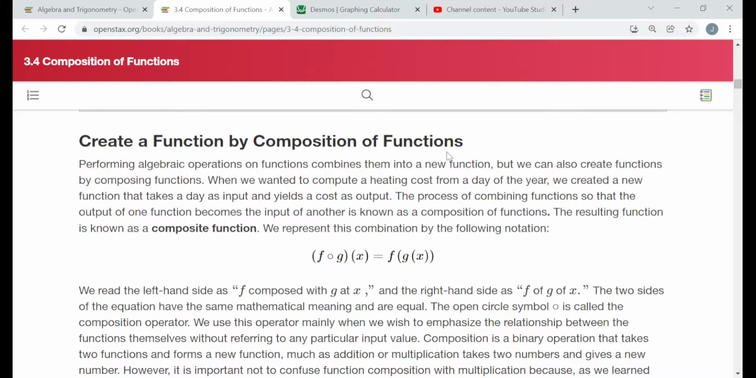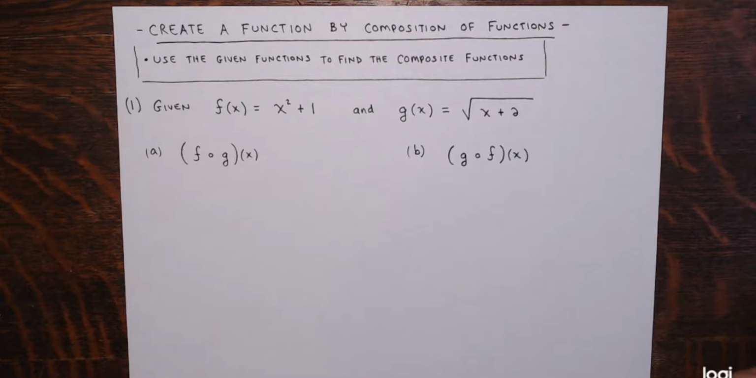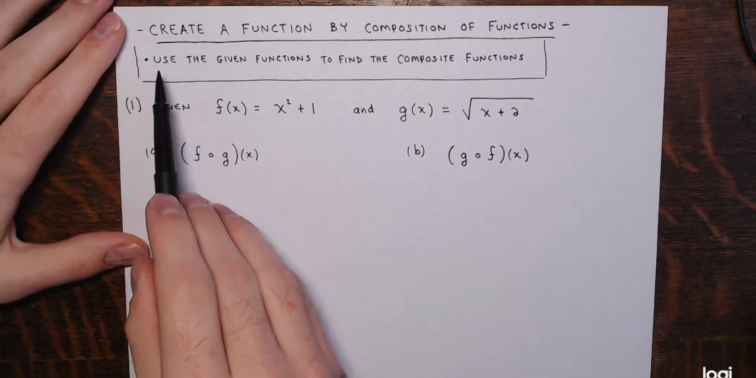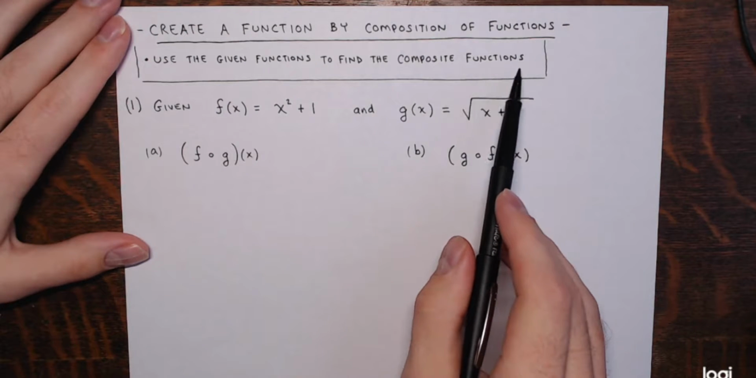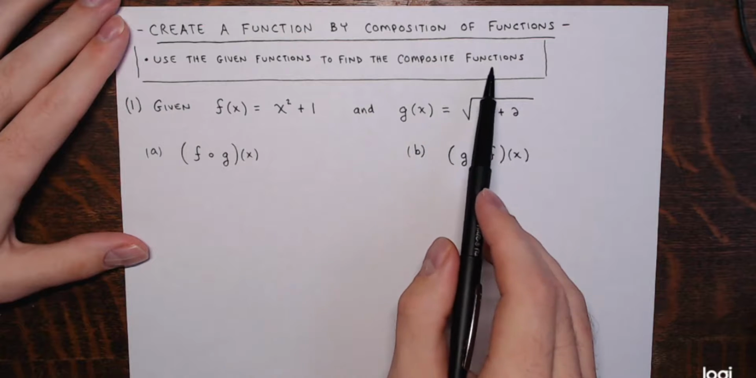Alright, so each example I'm doing is either going to be an example from the reading or one of the try it problems throughout the reading or one of the exercises at the end of the section that's related to this particular objective. So I have my examples written out on paper. And we're asked to use the given functions to find the composite functions. All right, so I want to talk about what that means.